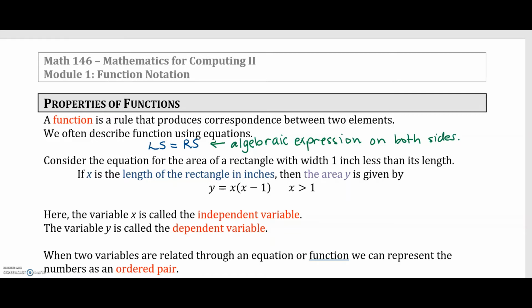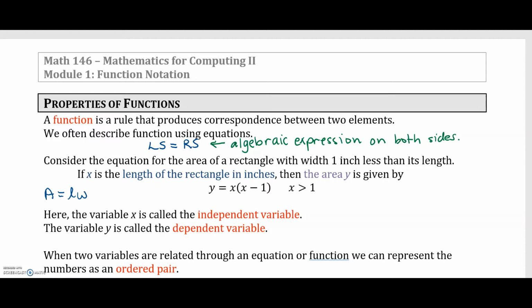Recall that the formula for area of a rectangle is length times width. We know that the length is represented by x, and the width is 1 inch less than the length, so we can represent that using x minus 1. And of course, because the width must be a positive value, we need to restrict the values of x to be greater than 1.